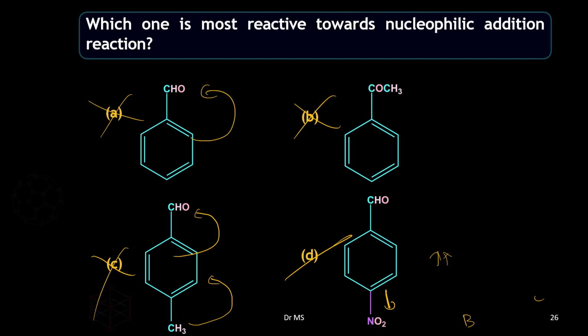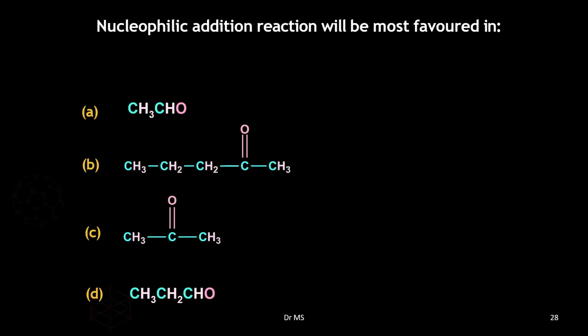Next one, see this. Come on, very simple one. Just differentiate which ones are ketones and which ones are aldehydes. We know this is a ketone, so I can eliminate this option. This is also ketone, I can eliminate the option. Now C, A, and D, which one is having the bulkier group?